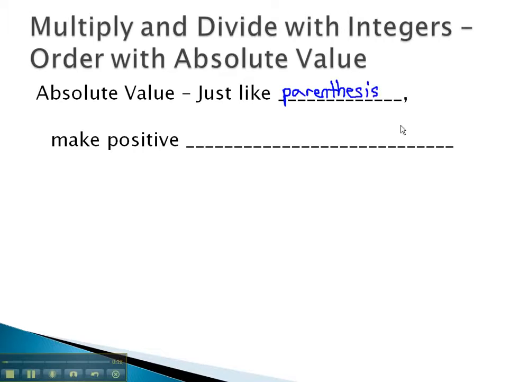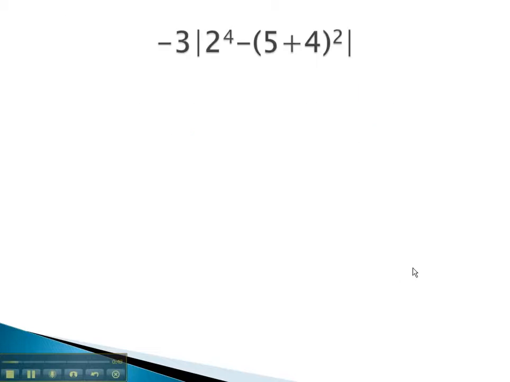In other words, we will simplify inside the absolute value first. And once everything has been simplified inside the absolute value, we will make it positive. We will make it positive after the inside is done. It's very important we don't make things positive until everything is simplified inside that absolute value. So let's take a look at an example.